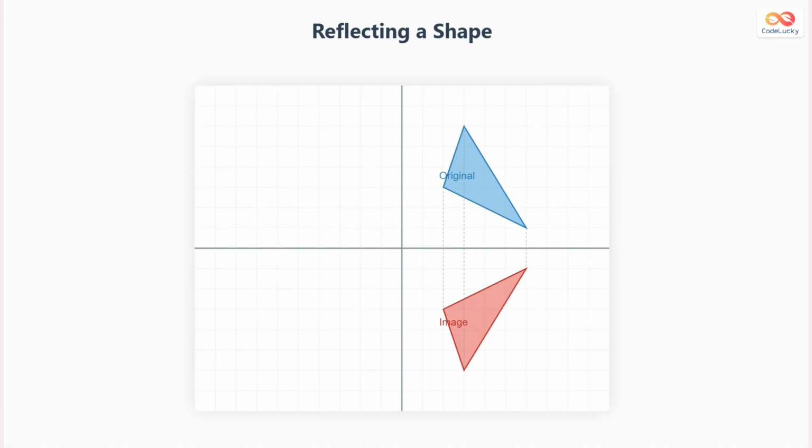This rule applies to entire shapes as well. To reflect this triangle, we simply take the coordinates of each vertex and apply the rule to them individually. The resulting shape is a perfect mirror image of the original, flipped upside down across the x-axis.